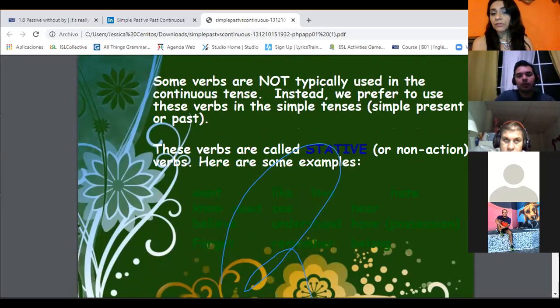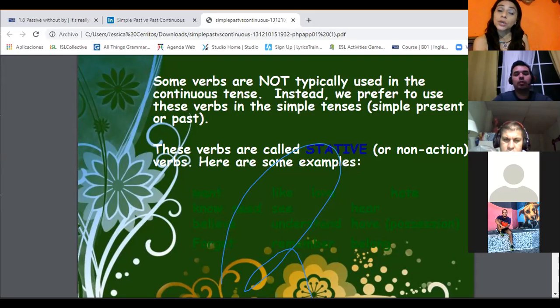A ver, tenemos el verbo want, know, believe, forget, need, like, see, understand, remember, love, hear, hate, have, y belong. Estos, por lo general, no los usamos con el pasado continuo. Okay, usted no dice, I was wanting. Oye, raro. She was knowing. All right. Esos verbos se les llama stative verbs, que son como de estado, de estar, no de acción. Okay. I was having, tampoco. I was remembering. Soy raro.